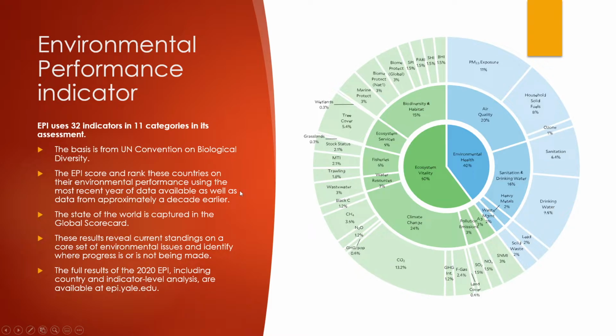The EPI scores and ranks these countries on their environmental performance using the most recent year of data available, as well as data from approximately a decade earlier. The state of the world is captured in the global scorecard, which is where Canada ended up ranked 20th. These results reveal current standings on a core set of environmental issues and identify where progress is or is not being made. Full results of the 2020 EPI, including the country and indicator level analysis, are available at epi.yale.edu. It's interesting to see how the world grades Canada, since they're looking at us from the outside, on each of these 32 indicators, so I do encourage everyone to take a look. I found it pretty fascinating.